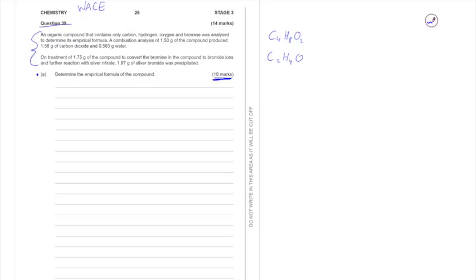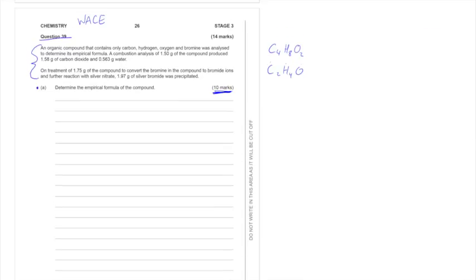Essentially, what we have to do is work out by moles what is the percentage of each of these different elements. So, let's read the question. An organic compound that contains only carbon, hydrogen, oxygen, and bromine was analyzed to determine its empirical formula. So, I'm just going to write down roughly what this thing must look like. I'm going to call it CX, where X is the subscript for the number of essentially the fraction of carbon. I don't know what that is yet. HY, OZ, BrA. So I'm going to need to work out X, Y, Z, and A in order to determine the empirical formula for this compound.